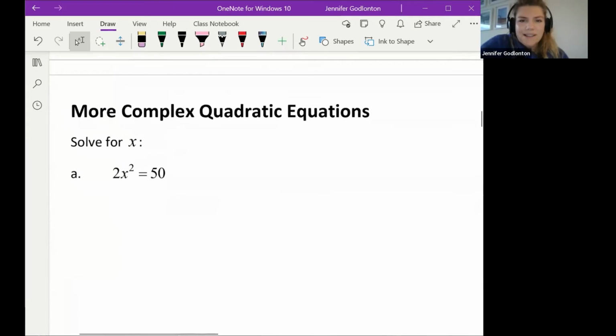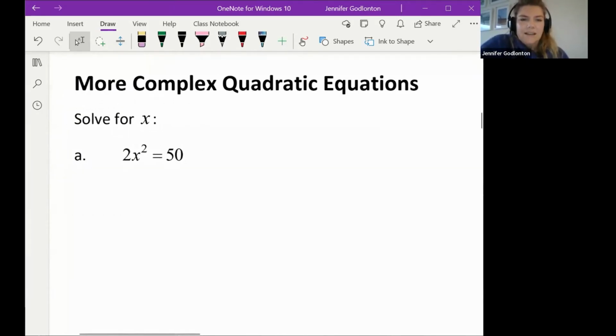Okay, so we're going to look at slightly more complex ones today. The reason that this one is slightly more complex is because we have to do something. So I'm just going to talk you through this one first, and then I'm going to let you try some alone.